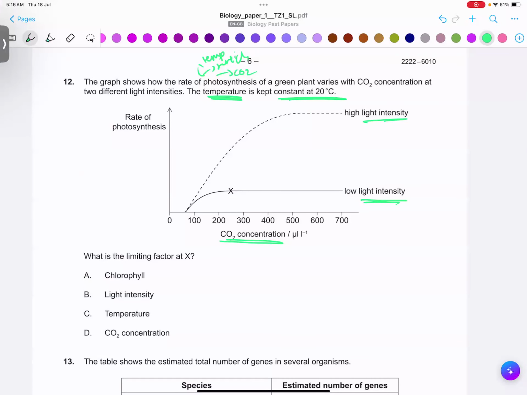So now we can tell from these, high, low, that our limiting factor in this case is light intensity, because it cannot be temperature, because they told us temperature is constant. It cannot be CO2 concentration because they have the same CO2 concentration. So in this case, it is light intensity.